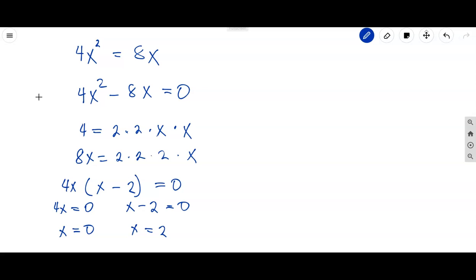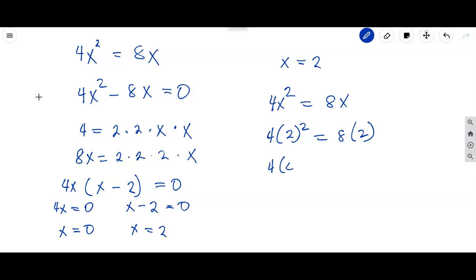Let's try if our answer is correct. Let x equal positive 2. We have 4x squared equals 8x. So 4 times 2 squared equals 8 times 2, which is 4 times 4 equals 16, so 16 equals 16. When we use 0, both sides multiplied by 0 will be equal to 0.